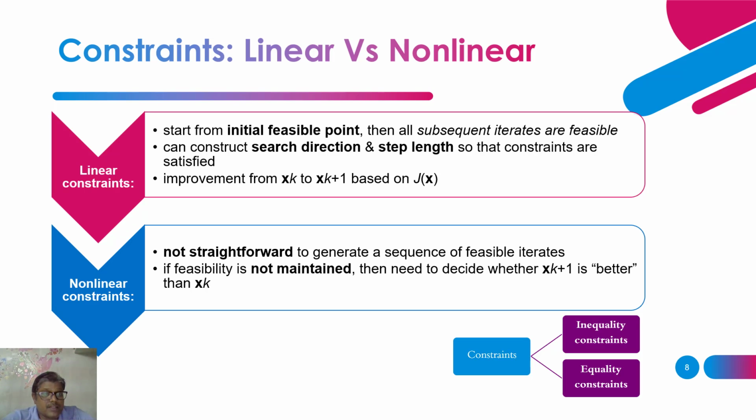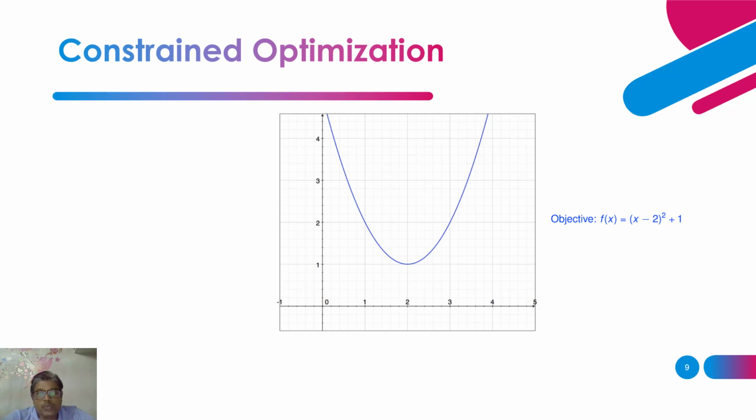Okay, that's another classification we have with respect to constraints. Now, a small example for constraint optimization. This is the function given, called a parabola. Since it's a little shifted up, my function f of x is (x minus 2) whole squared plus 1. For this, there are two kinds of constraints: one is a constraint, and another one is a boundary.